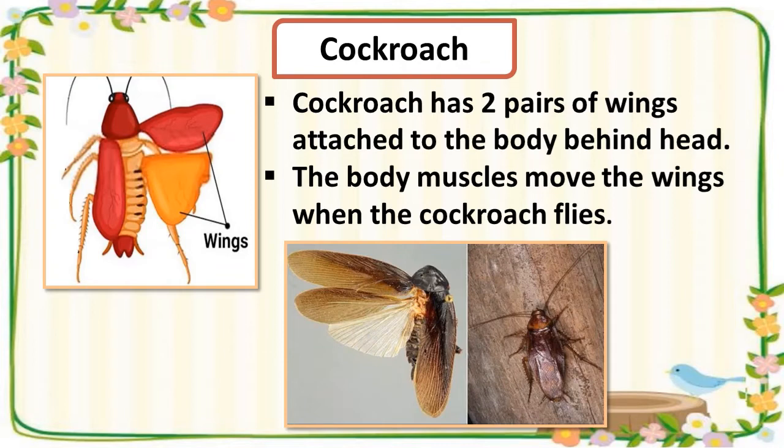Cockroach has 2 pairs of wings. These wings are attached to the body behind the head. The cockroach has muscles near the wings. These muscles move the wings when the cockroach flies.